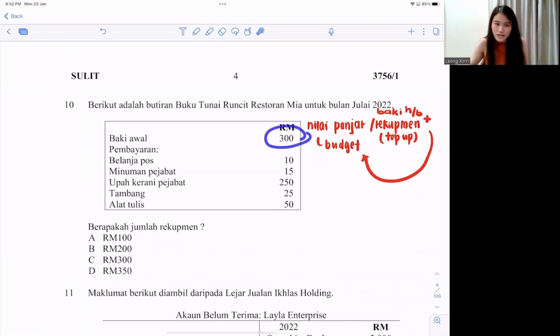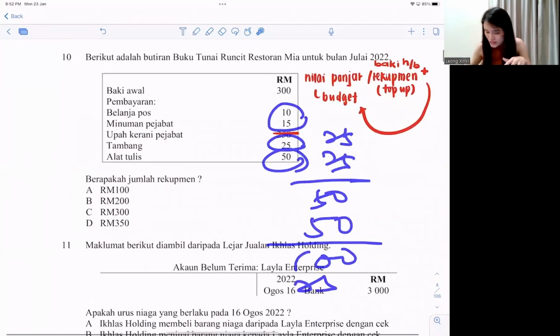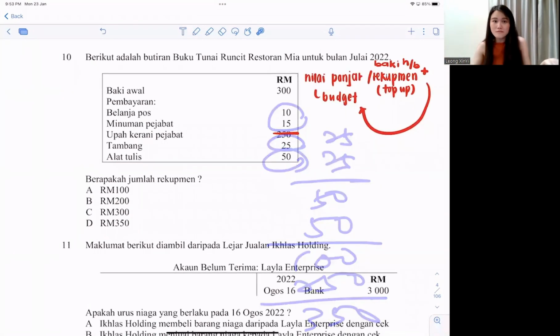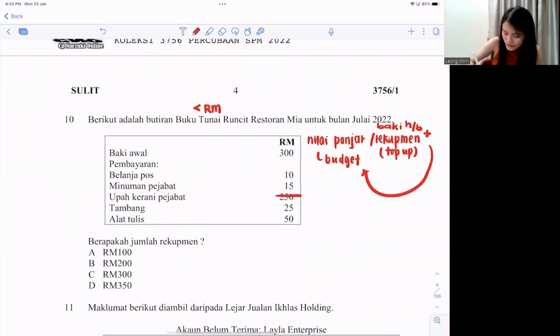Now, anyways, your baki hour is 300. Then in this section, it's not everything you can take, guys. Anything more than 100. I use 100 ringgit as the guide lah. But usually, teachers will say that you can follow by your budget, which is like 300 ringgit. But I don't think so, because if you take in the 250, you will not have enough to pay. Because you see, 10, 15 is 25. Plus 25 is 50. 50 plus 50, 100. So if I add on a 250, that will be 350 that I'm spending already. So it doesn't make sense. That's why the 250 cannot be taken in. So remember, buku tunai runcit is less than 100 ringgit.